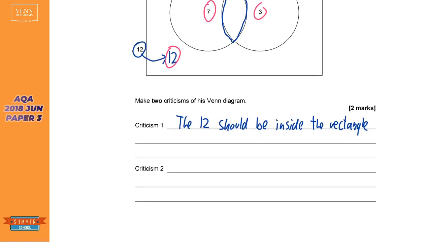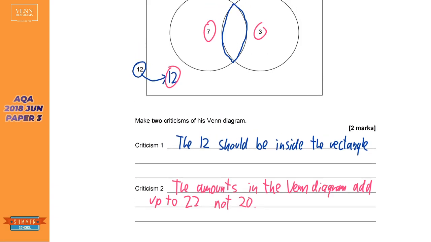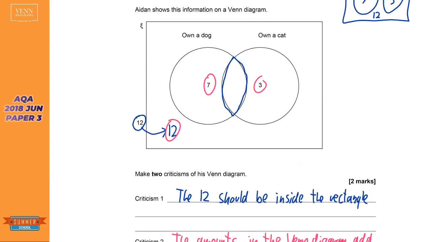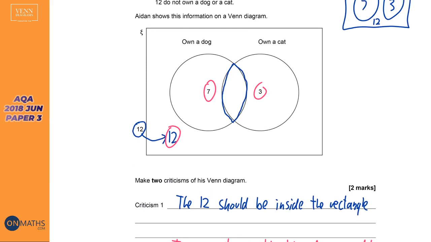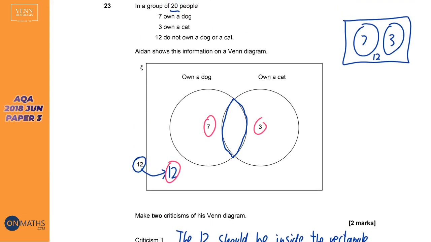Probably there's going to be a list in the mark scheme of various things you could say, and I'd probably stick with the fact that all three of these numbers don't add up to 20, they add up to 22. So I'd probably say the amounts in the Venn diagram add up to, what did I say, 22? Not 20. You could probably say that there should be a number in the overlap as well. I suppose the last thing we could say is that we don't really know anything about the 20 people. Are they students in a class or whatever?